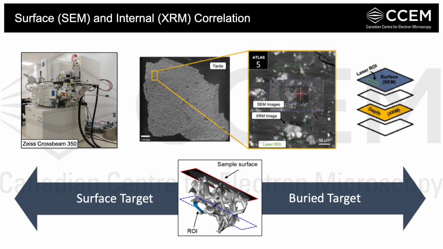And this image doesn't show it well, but we're able to know the exact depth of this internal feature because of the XRM data. And now this gives me the option to do further preparation of either of these features, surface or internal, so that we can do more characterization using our high resolution techniques like TEM and AtomProbe. So let's start with the more traditional route and look at doing a surface target.